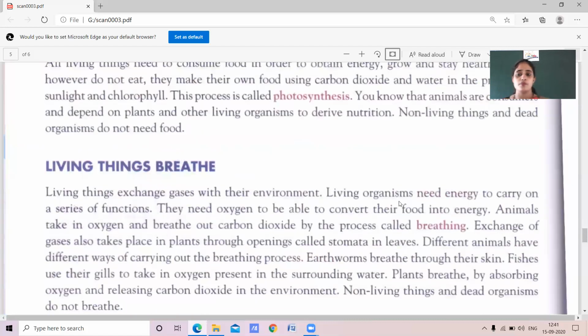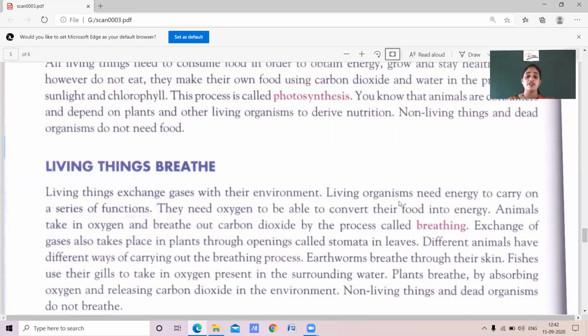Living things breathe. This is the most important character of living organisms. From birth to death, we take oxygen and give out carbon dioxide, whereas plants take carbon dioxide and give out oxygen. So living things exchange gases with the environment, as plants and animals exchange gases with the surrounding environment.